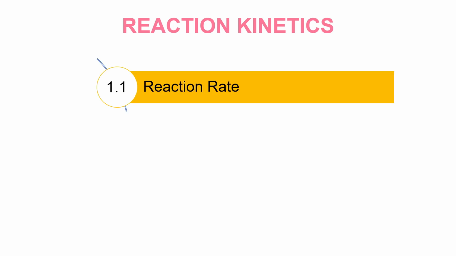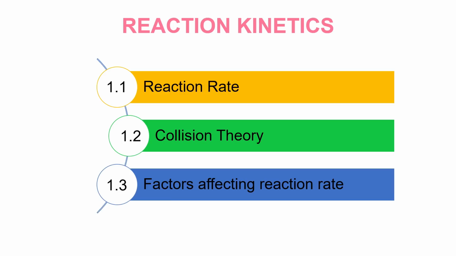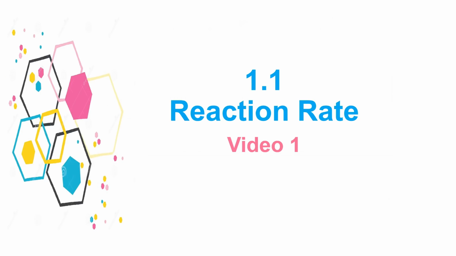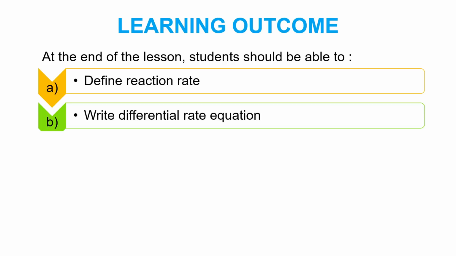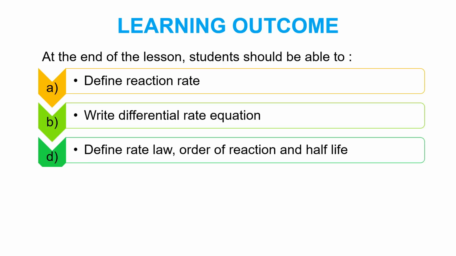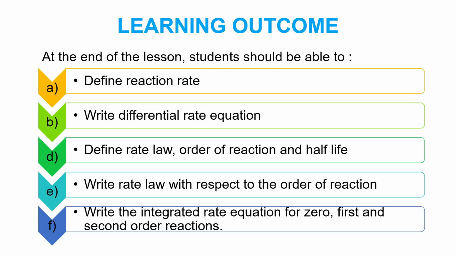In reaction kinetics, we have three subtopics: 1.1 reaction rate, 1.2 collision theory, and 1.3 factors affecting reaction rate. So now let's proceed to 1.1 reaction rate. Learning outcomes. At the end of the lesson, students should be able to define reaction rate, write differential rate equation, define rate law, order of reaction and half-life, write rate law with respect to the order of reaction, and write the integrated rate equation for zero, first and second order reactions.